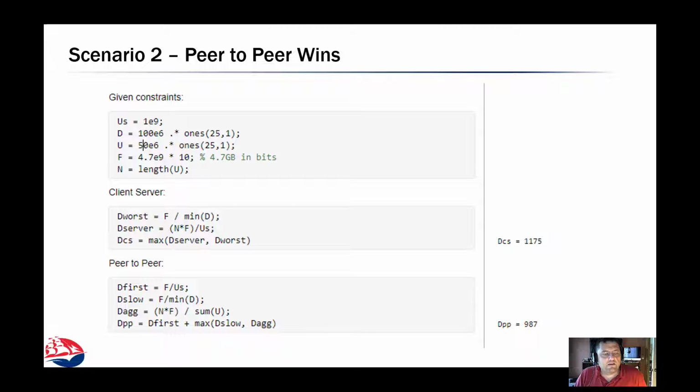If we change things up a little bit, let's say that I have 25 clients. Everything else is the same. Every client has a 100 megabit download and a 50 megabit upload. If we do that, now we see that the client-server is actually slower than the peer-to-peer. So at some point there's going to be a point where peer-to-peer wins, and somewhere between the 6 clients and the 25 clients, we crossed over that point. We can look at this and decide, if this is what we're trying to model, which one's better.